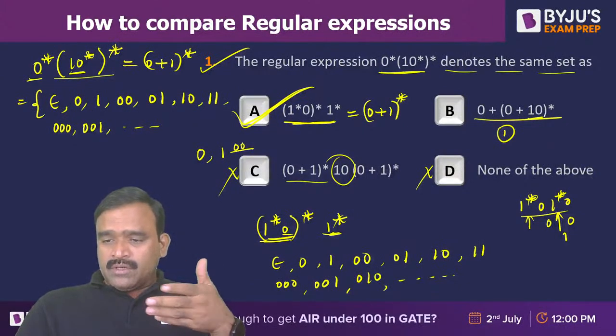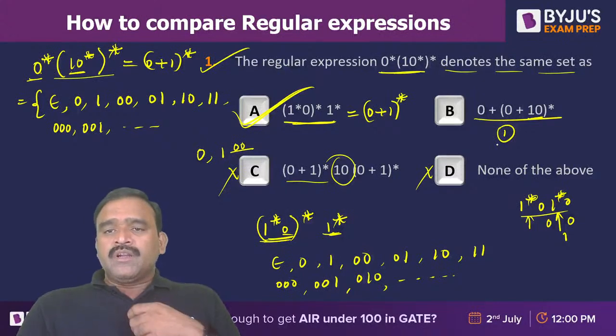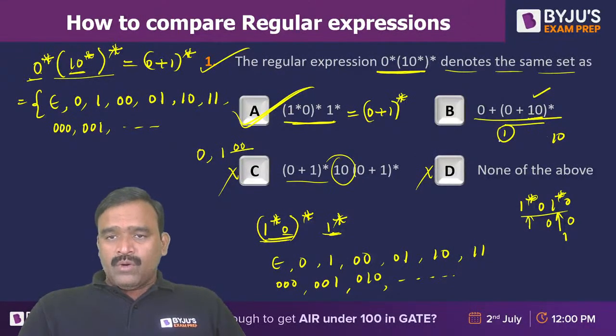Yes, please speak out. Sir, how is B not possible? B is not possible because a single 1 is not possible in B, but a single 1 is possible in the given expression. Is it clear? Please confirm once. I said single 1: actually 10 is possible, but only a single 1 is not possible. And 11 also.